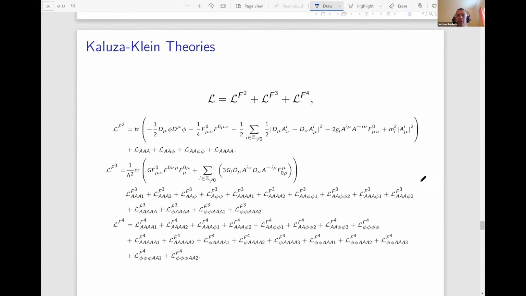So the action for this looked like this huge action with a lot of operators. So there seems to be a lot of freedom in satisfying the BCJ relations, because each of these terms has a different arbitrary coupling. So there seems to be a lot of freedom.